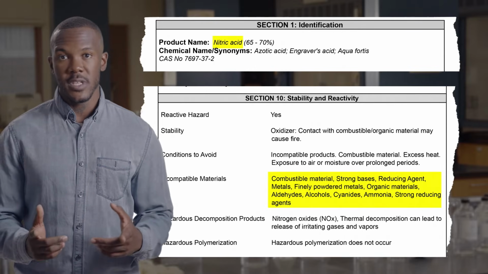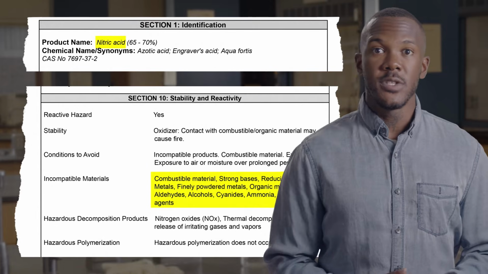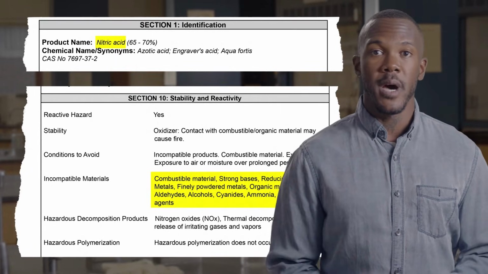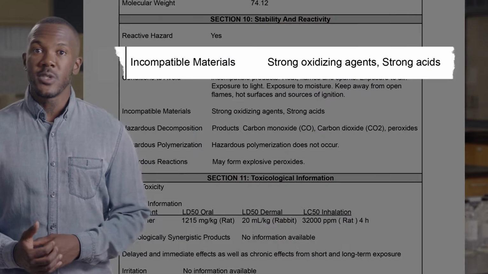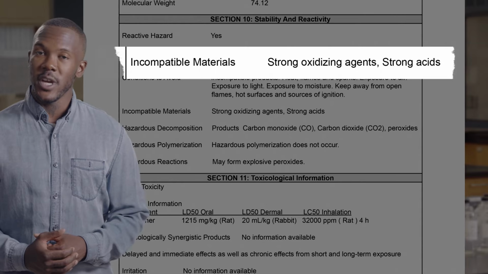Incompatibles are listed in this section. Pay special attention to this section when disposing of waste. Many lab incidents are caused by accidentally combining incompatible chemicals in the same waste bottle. The SDS for ethyl ether says it shouldn't be mixed with oxidizing agents or strong acids such as nitric acid.